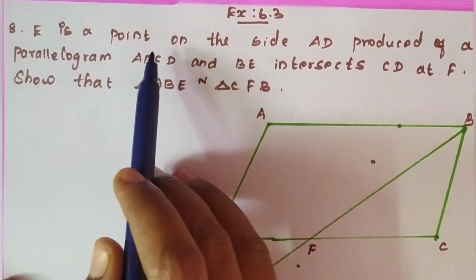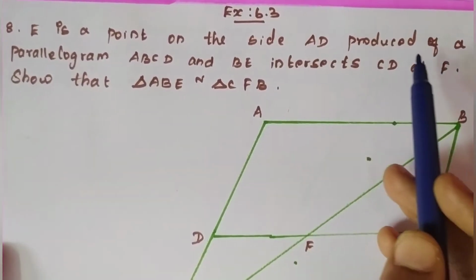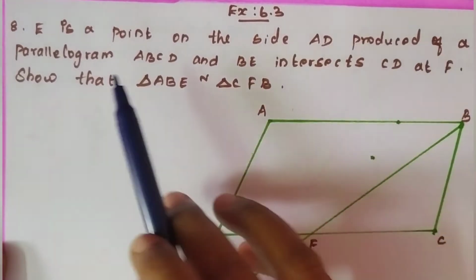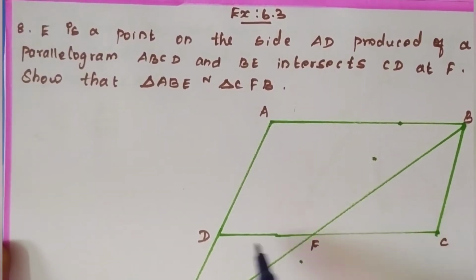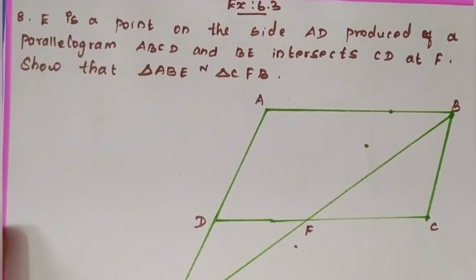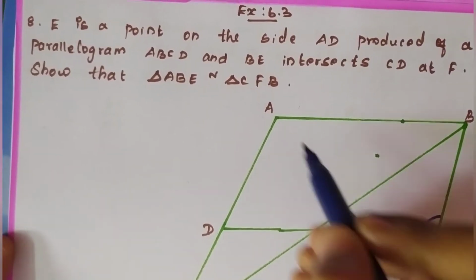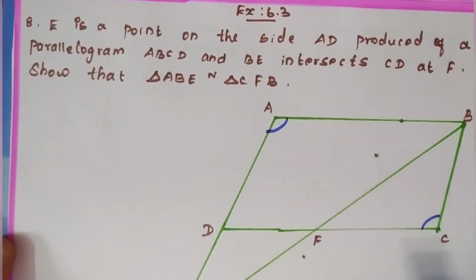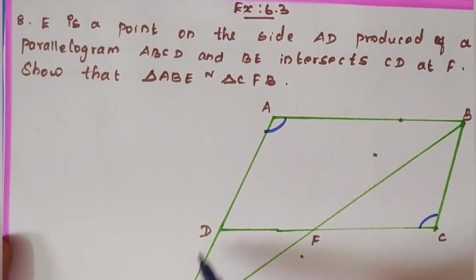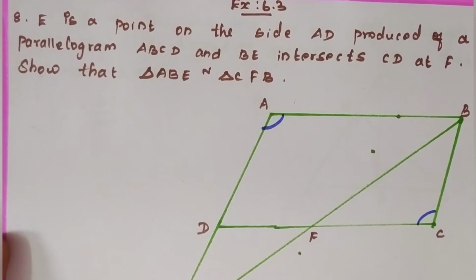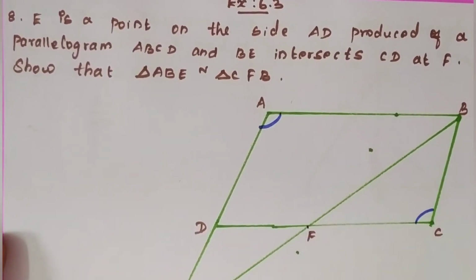E is a point on the side AD produced of a parallelogram ABCD. What are all the properties we have in a parallelogram? Opposite angles are equal. And then BE intersects CD at F.